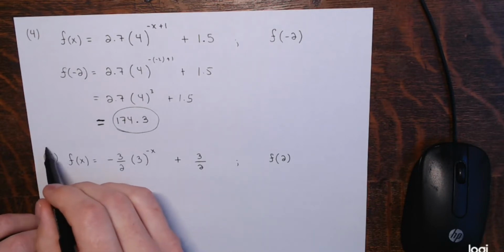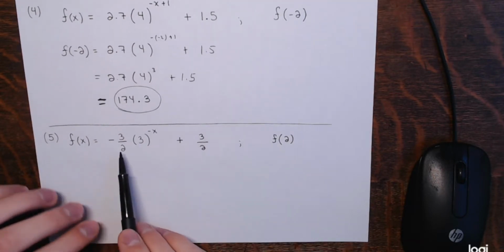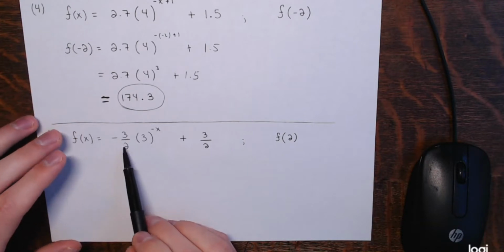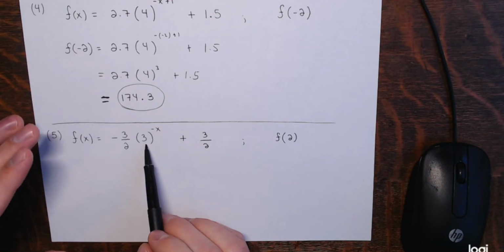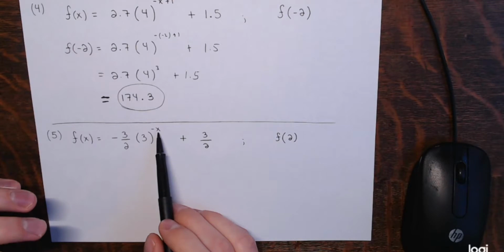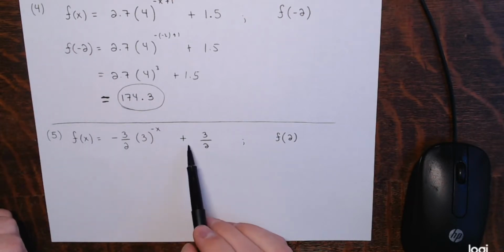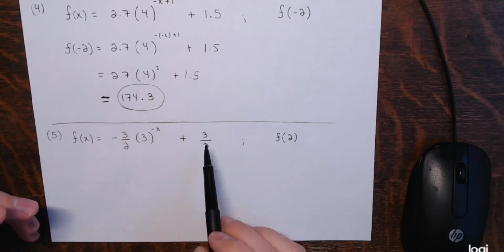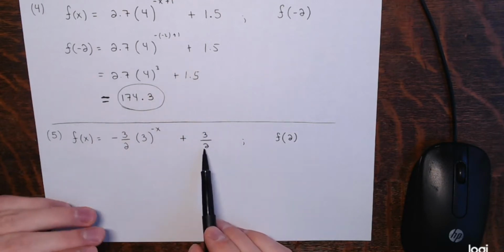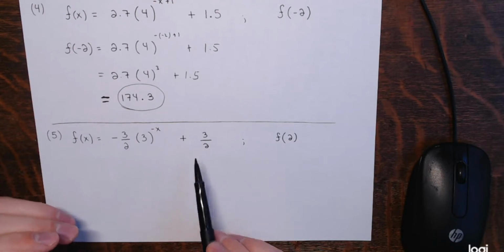Great. All right, so here's another one. So again, f of x equals -3/2 or -1.5 times 3 to the -x power. Again, your base is some positive number other than 1, and your exponent has a variable in it, to the first power. And then you got this plus 3/2 or plus 1.5 afterwards again. So just like the previous example, the horizontal asymptote for this function would be at y equals 3/2, or y equals 1.5, instead of the x-axis.